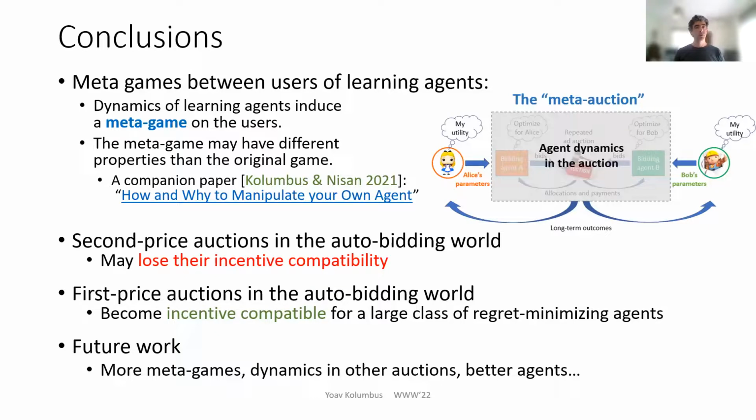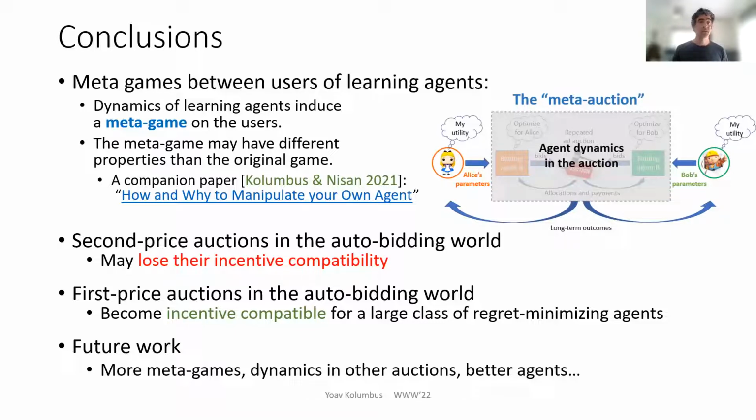So to recap, our conclusions are that first, the dynamics of learning agents induce a metagame on the users. And these metagames sometimes may have significantly different properties than the original game as it was defined. We study other metagames in other settings in a companion paper. And second, perhaps a takeaway message is that our results show the types of phenomena that can happen in the auto bidding world. And things can be quite different.